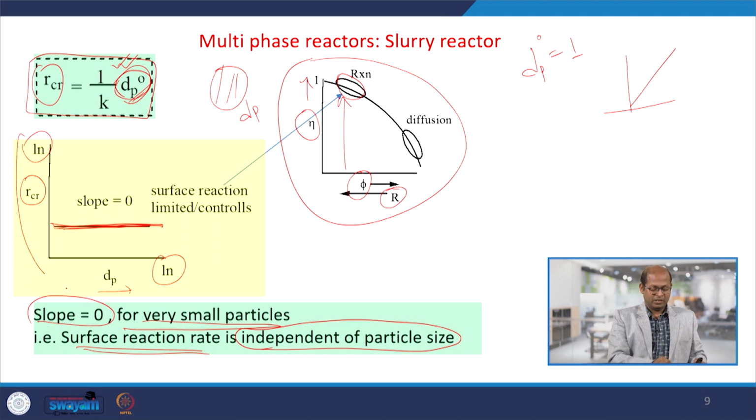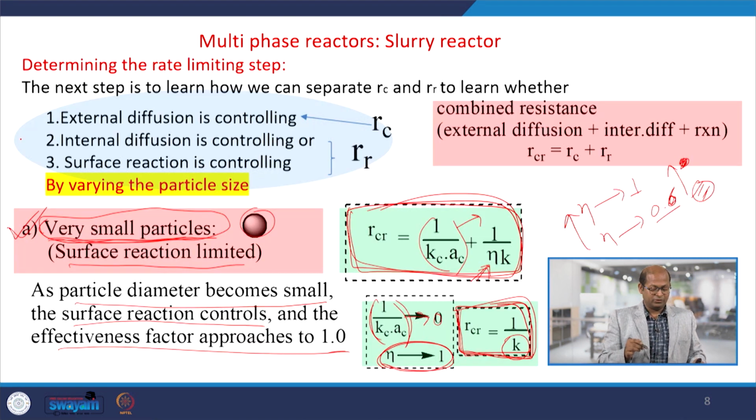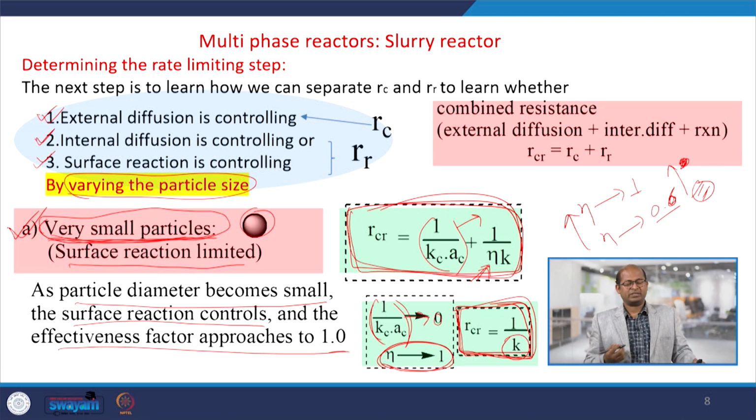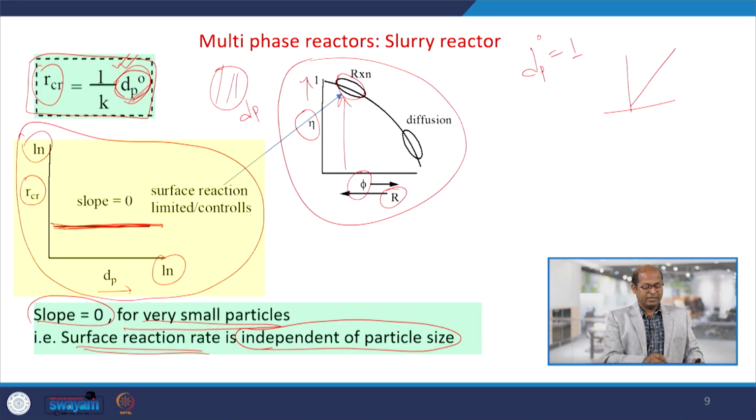Did you get my point? So, here actually, if we vary the particle size, how would the individual resistances be affected? Okay. So, from the beginning for the reaction, if we take a smaller particle size, then the total resistance is independent of the particle size.